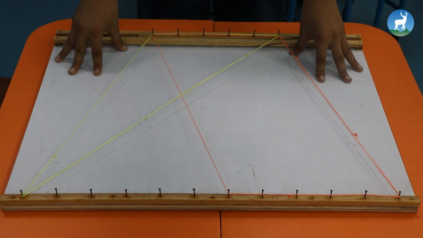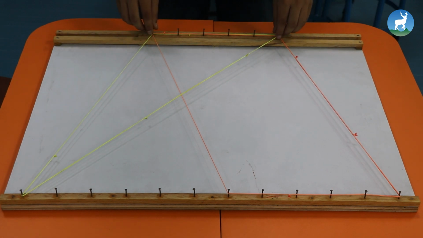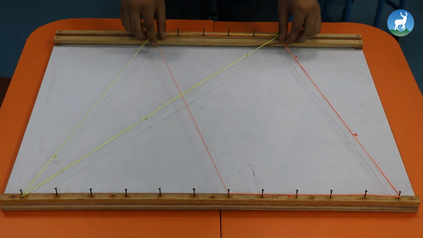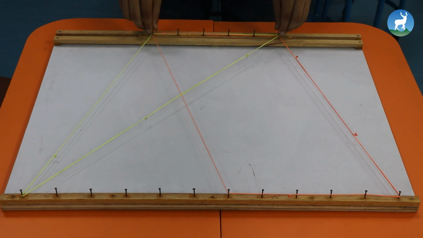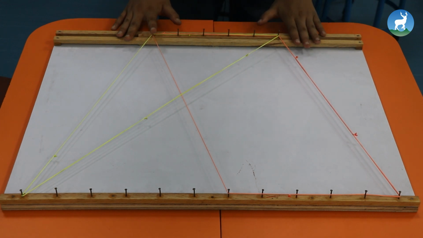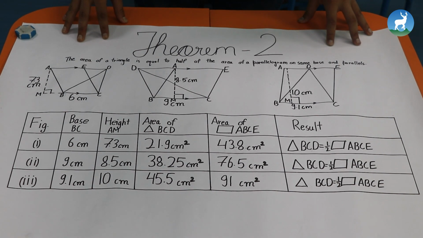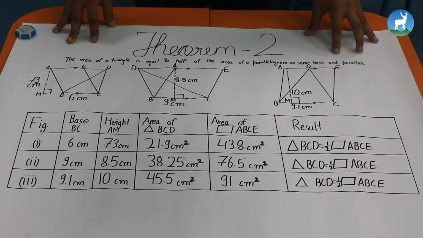For our second theorem, the area of a triangle that is made from the same base and between the same parallel lines is half of the area of a parallelogram that is also made from the same base and between the same parallel lines. Here is the experimental verification of our second theorem.